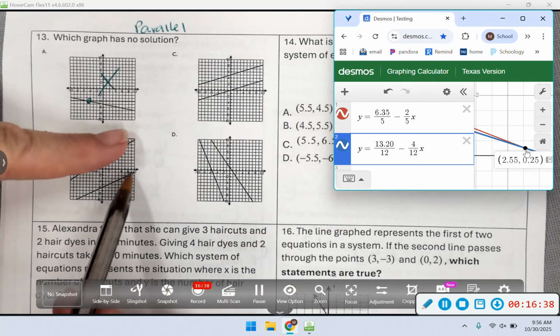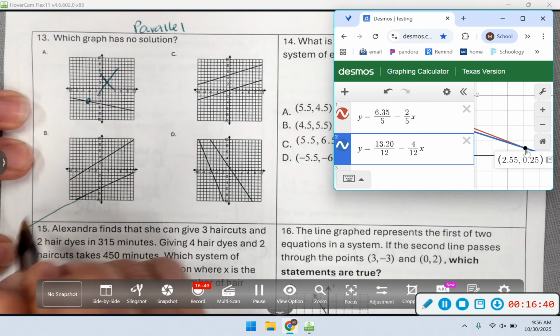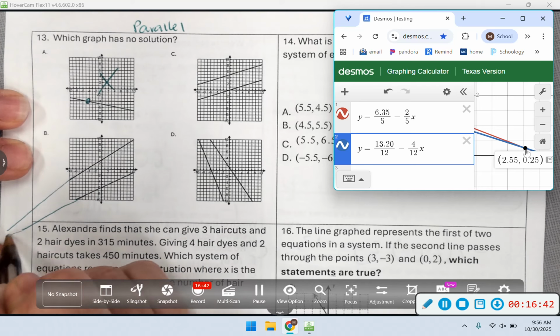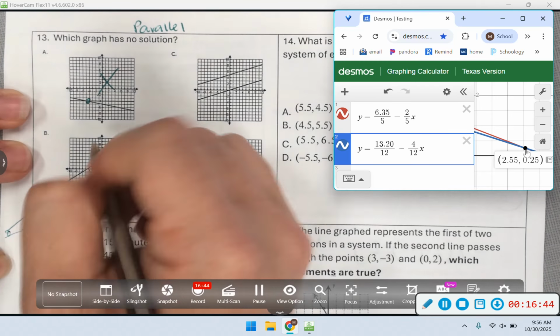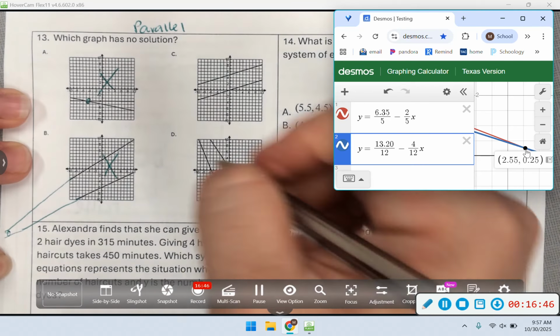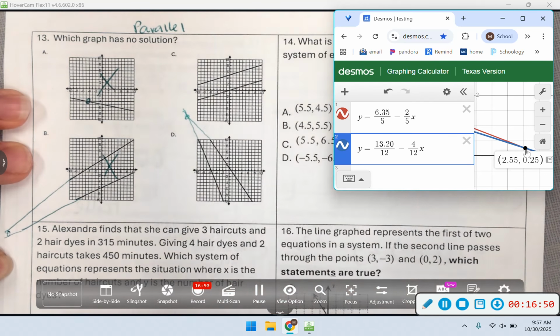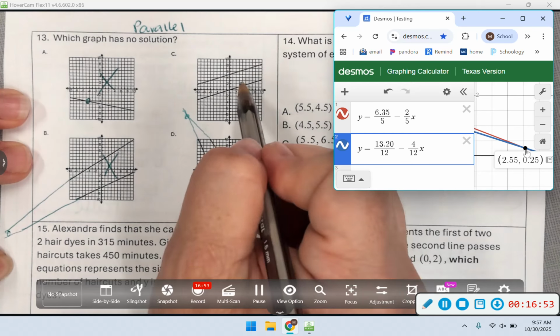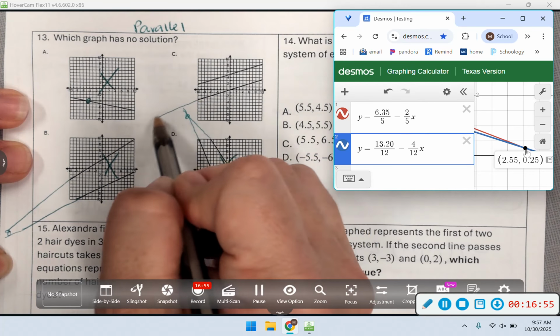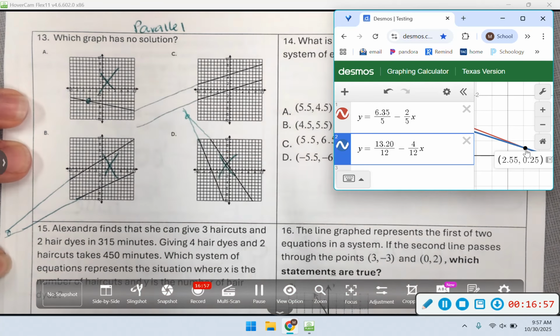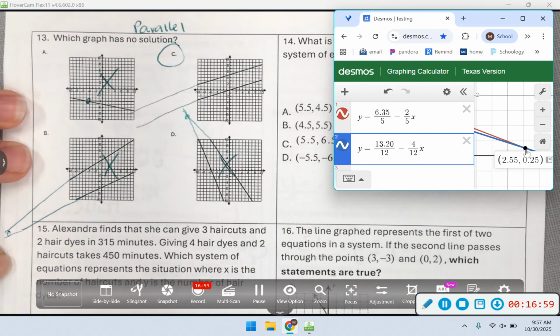However, do you notice that these two are getting closer and closer? If I continue, they keep getting closer, and eventually they're going to touch somewhere. So that has a solution. This one too, see how they're getting closer and closer? If I continue the lines, they're going to eventually touch, and that has a solution. These, however, are parallel. If I continue my lines, they continue the same distance apart, so C is my answer.